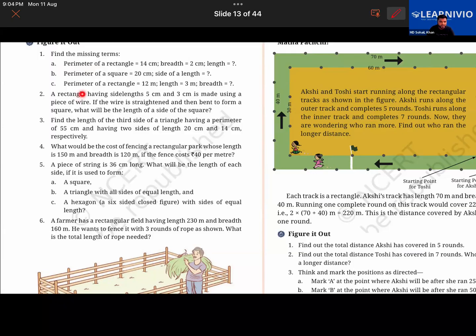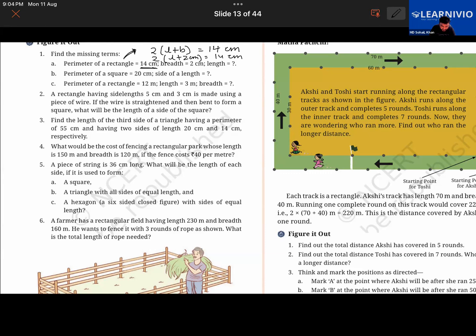So the perimeter of a rectangle is given to you as 14 centimeter, and the breadth is given as 2 centimeter. What will be the length? I will solve one of the questions for you. The remaining ones you will try yourself. The formula to calculate the perimeter is 2 times (length plus breadth), right? According to the question, the perimeter is 14 centimeter. What's mentioned in the question is the breadth, but the length is not given. So breadth is how much? 2 centimeter.